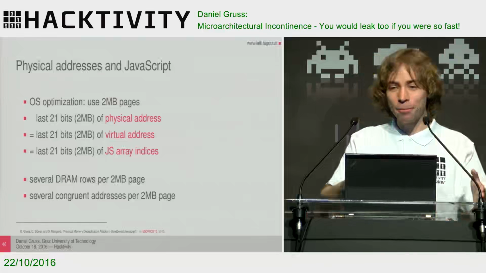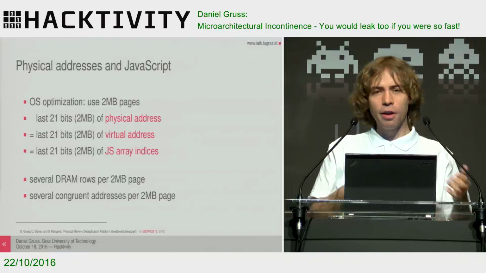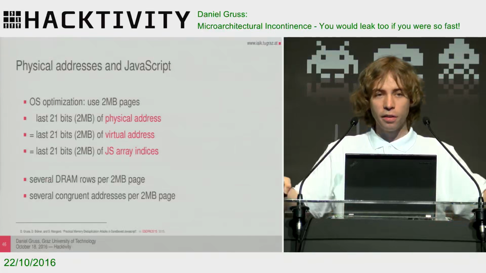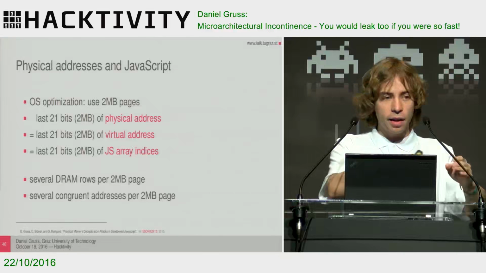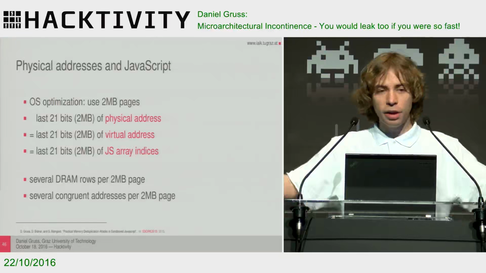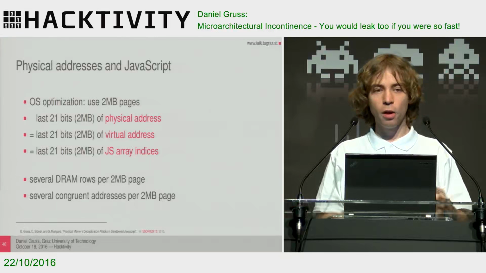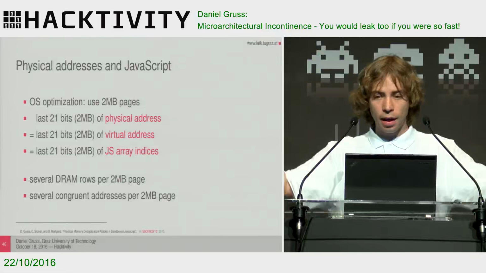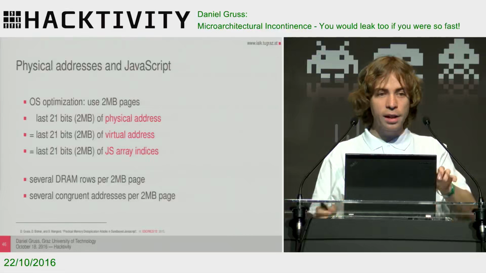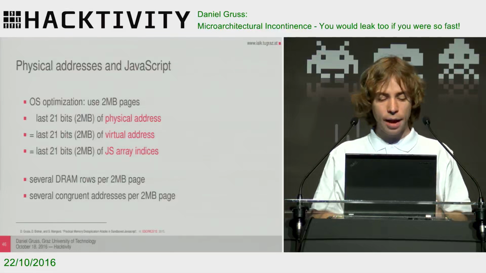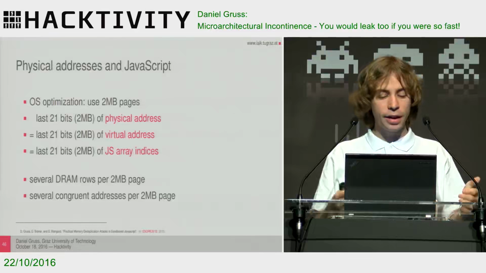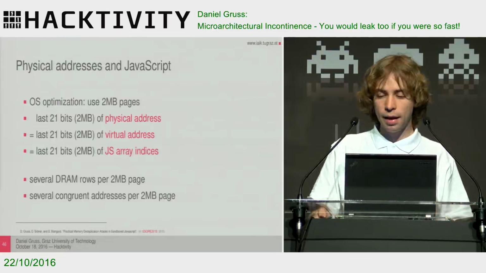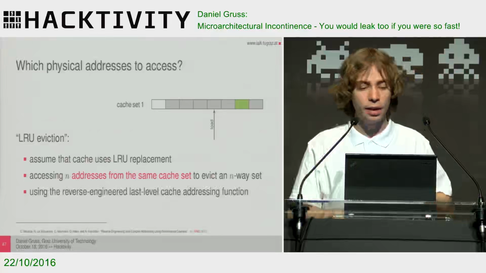So we have DRAM rows now on those 2 megabyte pages. A DRAM row is 8 kilobytes in hardware, but because of the way the addressing functions of DRAM work, these 8 kilobytes are scattered over regions of 128 or 256 kilobytes. So multiple DRAM rows from multiple banks are interleaved there. So we have multiple rows that we can use for our hammering, and we also have multiple congruent addresses that go to the same cache set, so we can also use 2 megabyte pages to evict things from the cache. So how do we actually evict things from the cache?